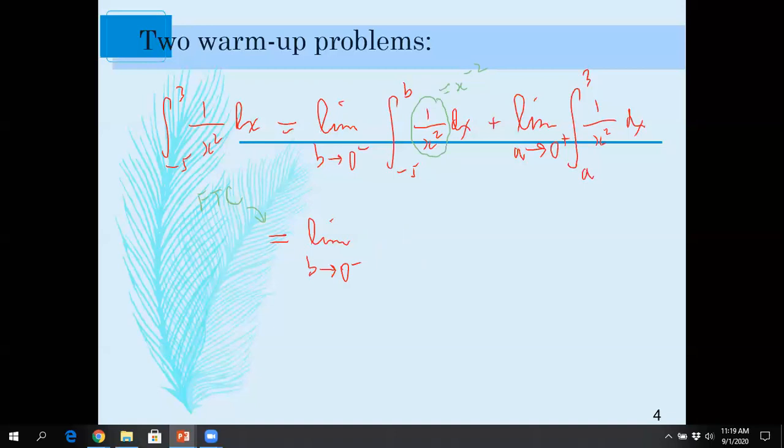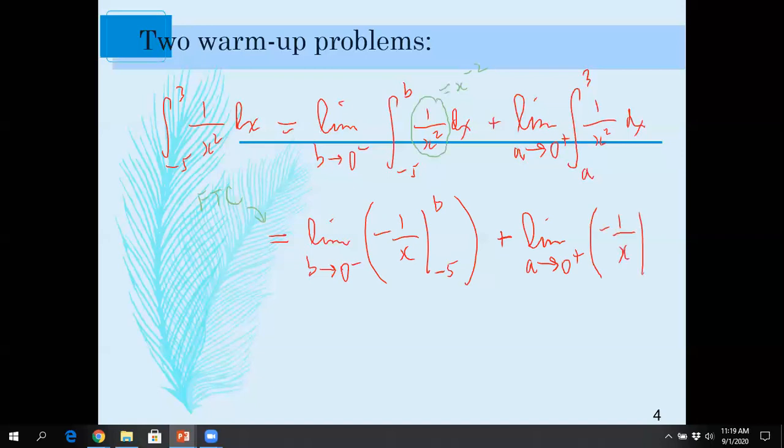Let me erase this. -1 over x evaluated between -5 and b. And I have to take that limit. It's the limit as b goes to 0 from the left of that. And what's the second thing right here? Limit as a goes to 0 from the right of -1 over x evaluated between a and 3, okay?